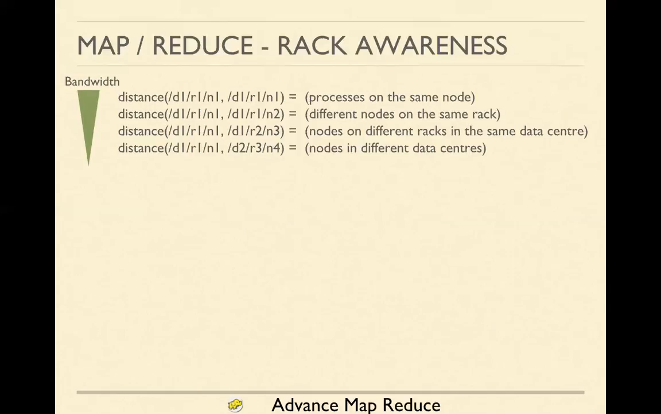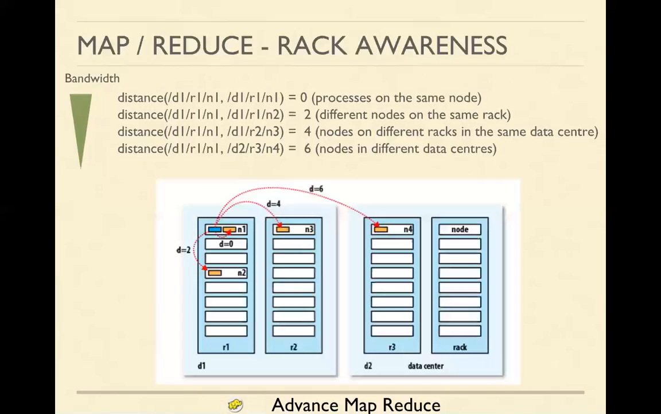And for n1 and n4, imagine there are two data centers, d1 and d2. They have a common parent, slash. The answer is 3 plus 3. Okay, so this is how you can visualize it. Imagine there are two data centers, D1 and D2. This is how it will look.